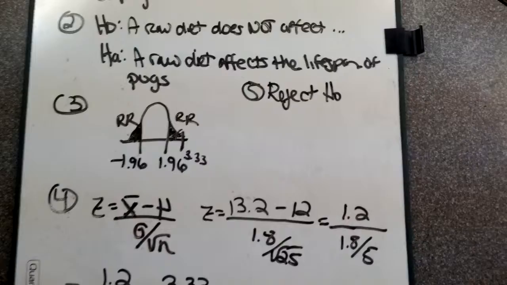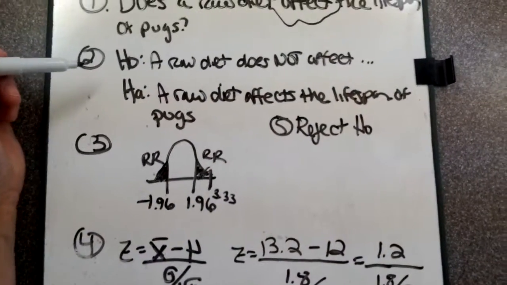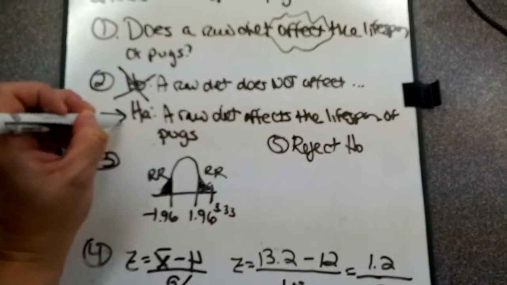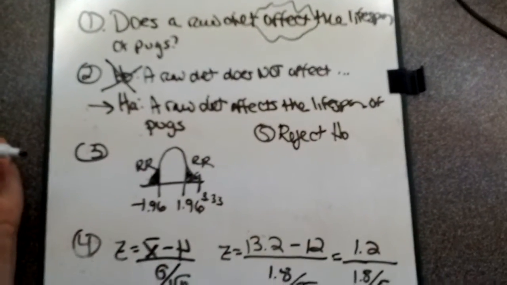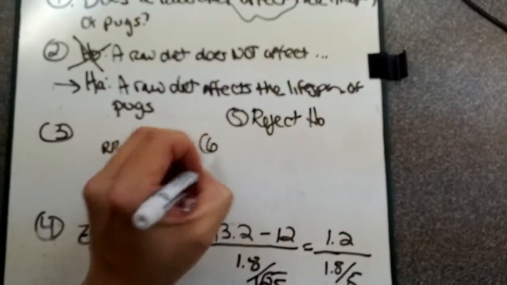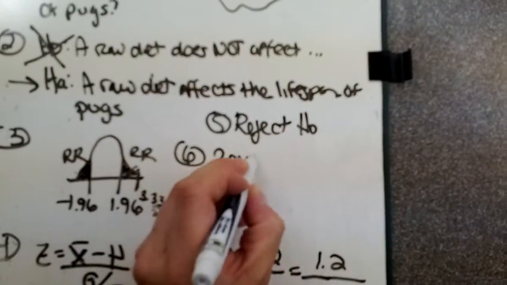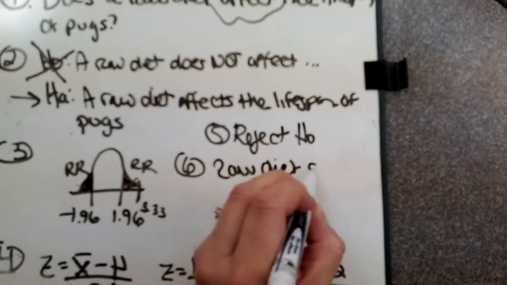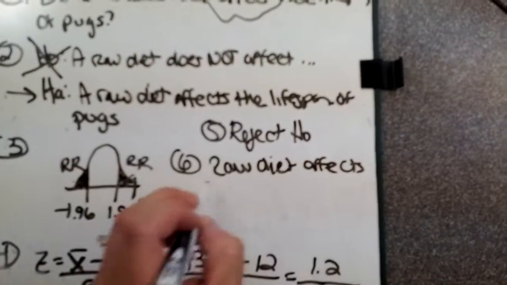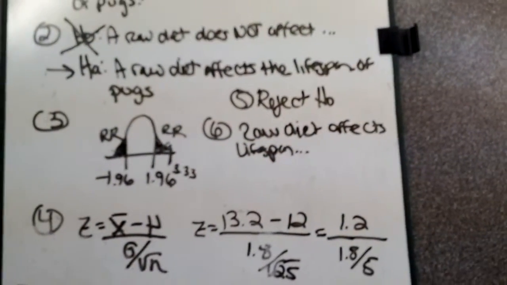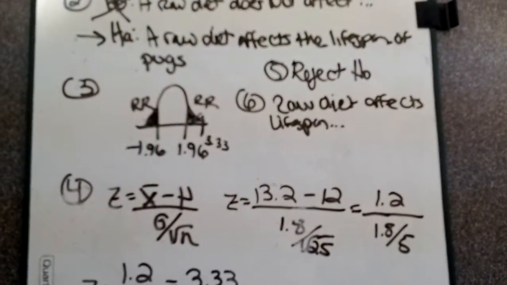So I'm going to be dramatic and go up here and reject that null. I reject you, null. Cross it off. So now I'm left with this interpretation. So for step 6, I'm going to say raw diet affects lifespan of pugs.